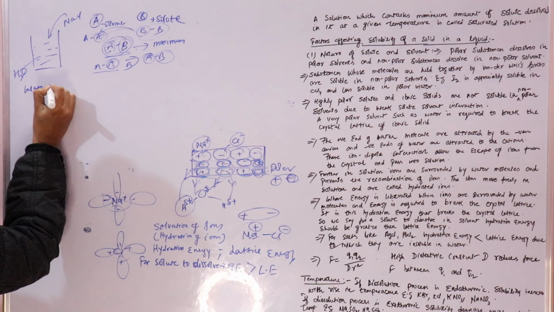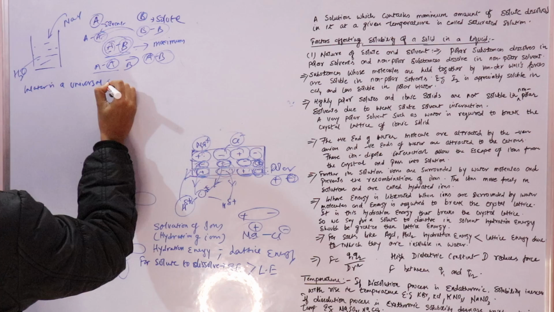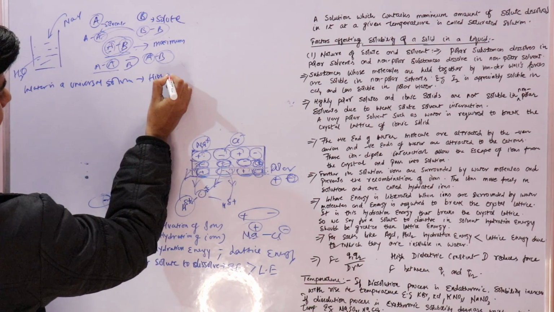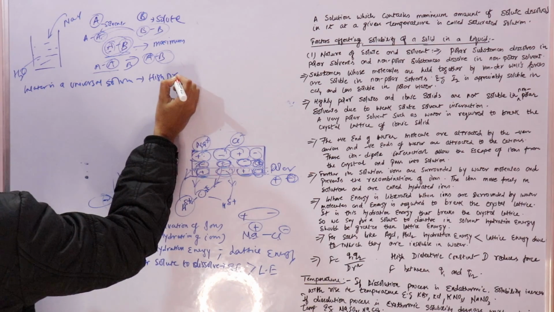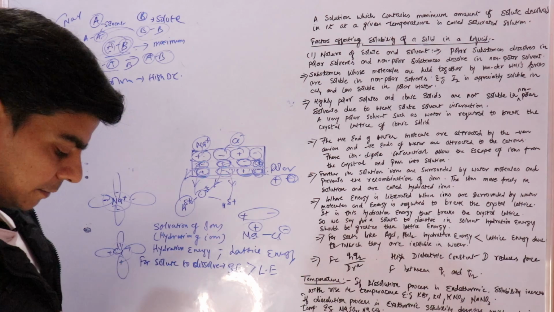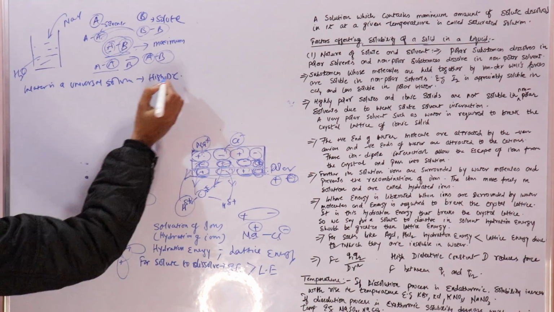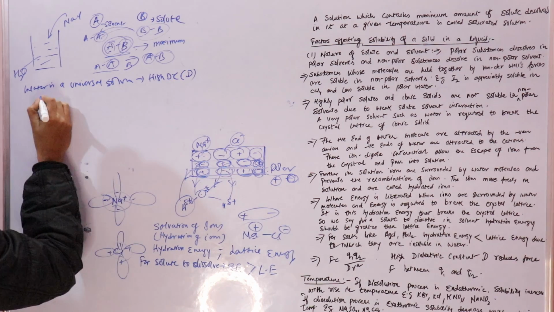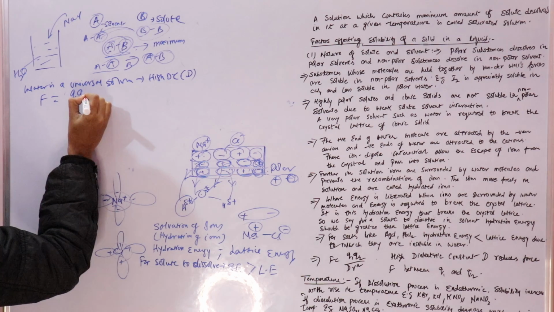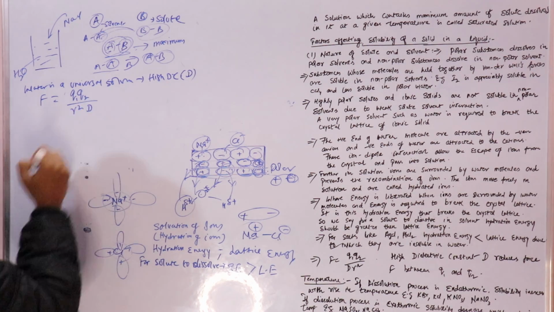We say water is a universal solvent. This is because of its high dielectric constant. And from Coulomb's law, where dielectric constant is denoted by D, we know that the force is Q1 Q2 upon R square D, right?